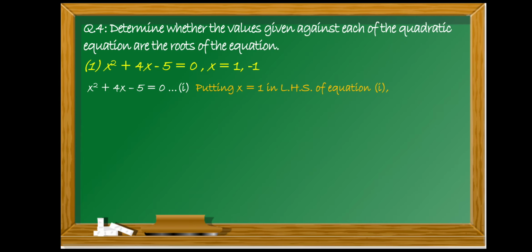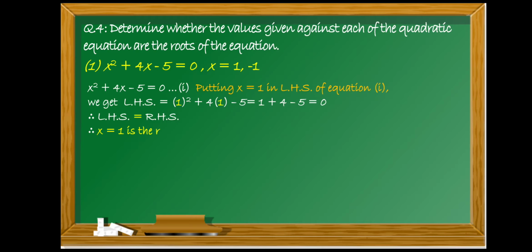We are going to take the LHS of the equation. So it will be 1 square plus 4 multiplied by 1 minus 5. Square of 1 is 1. 4 ones are 4. So it will be 0. So therefore LHS is equal to RHS. Therefore the first value of x is a root of the given quadratic equation.